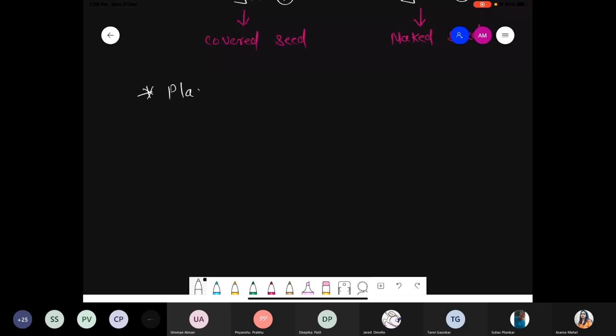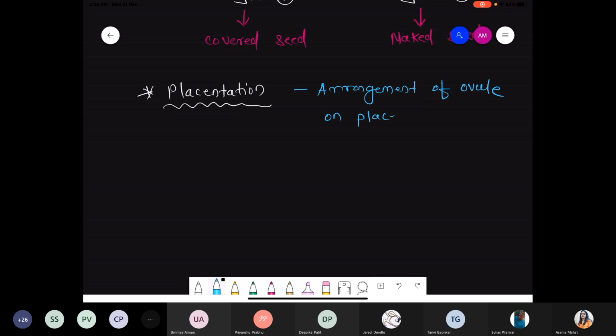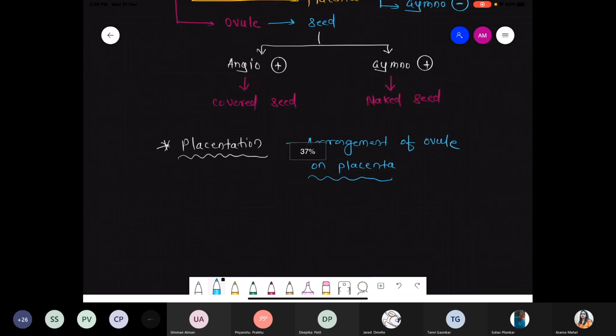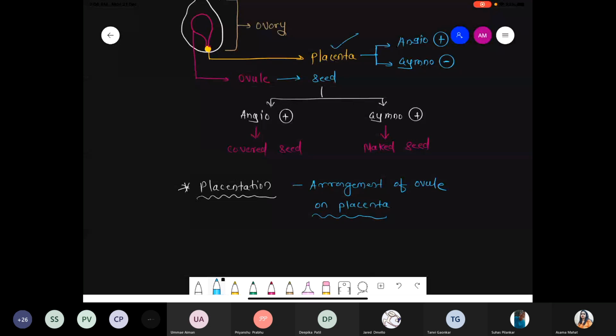Write down the title. We are talking about the next point, placentation. Placentation is nothing but the arrangement of the ovule on the placenta. Because last class, in the last diagram, when we drew a single structure of the carpel, single gynoecium, we already discussed there is a presence of the placenta.